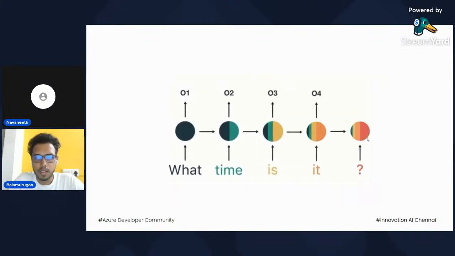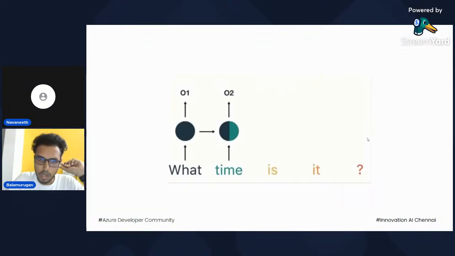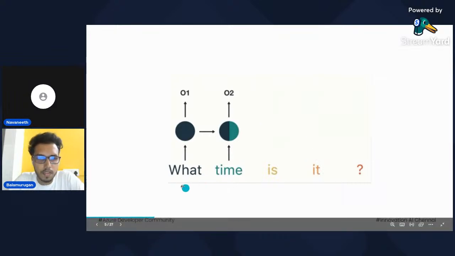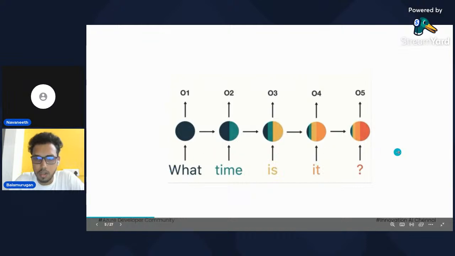I'll show you how a normal RNN structure looks. Here we can see a sentence, "What time is it?" with a question mark. These are called tokens. Individual pieces of words are called tokens.